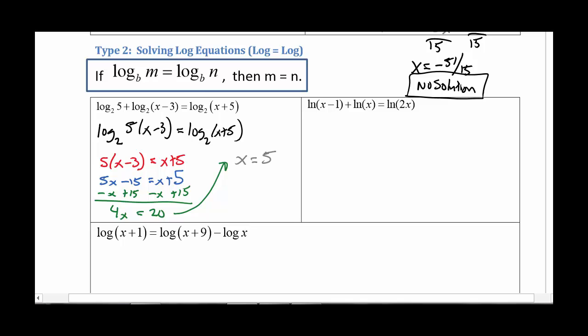Okay, so before I get excited, I want to check it. And 5 minus 3 gives me 2. It's positive, so that'll work. And 5 plus 5 is 10, so yeah, that works. X definitely is 5 in that case.